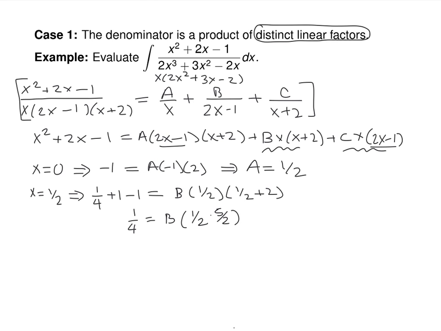So that's 1/4 equals b times 5/4, which implies that 1 equals 5b, which implies that b is 1/5. Okay, so we got a, we got b, now we need to find c. So now we need to make the a and b terms cancel, and to do that we need to plug in x equals negative 2.